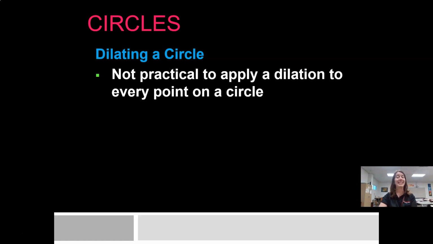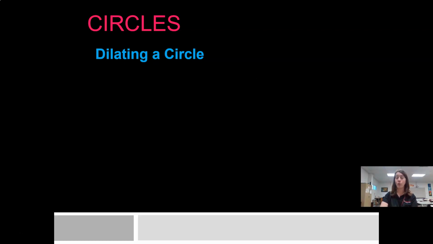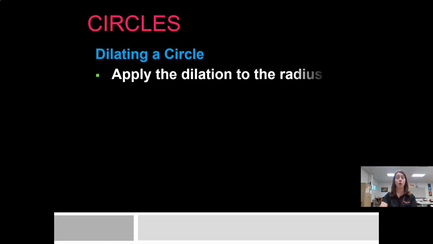Now, how do we do that when it comes to a circle? As we're dilating a circle, it is not practical to dilate every single point. Because remember, a circle is just a round shape and is made up of an infinite number of points. So I do not want to dilate an infinite number of points. So how do I correctly follow this process of dilating a circle?